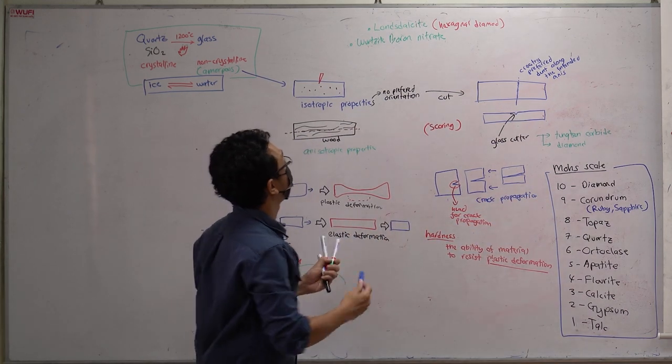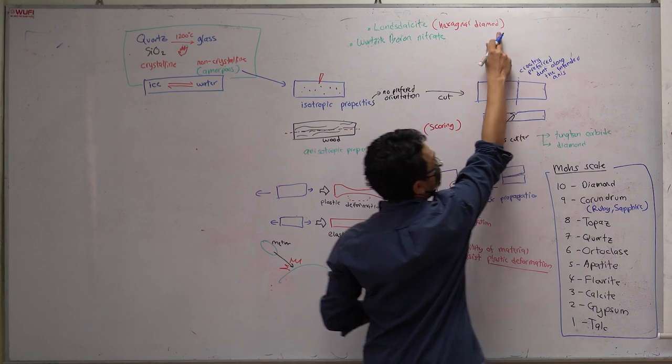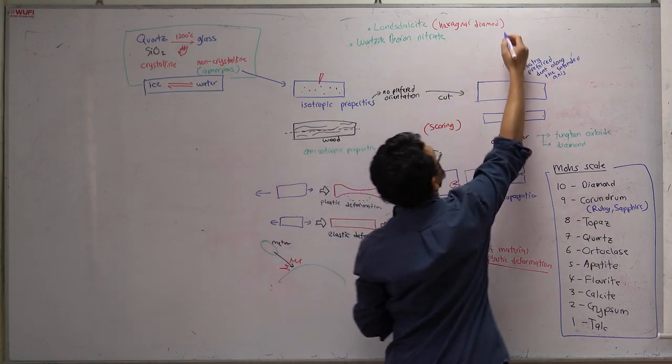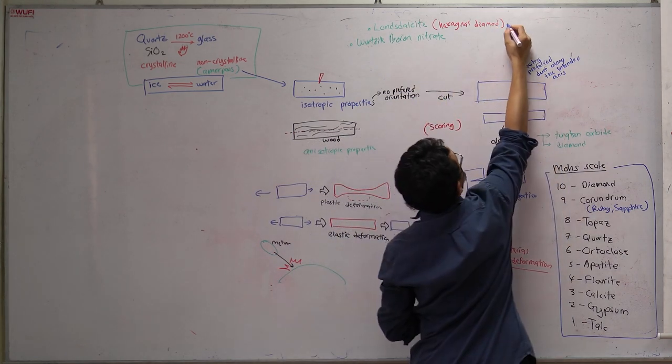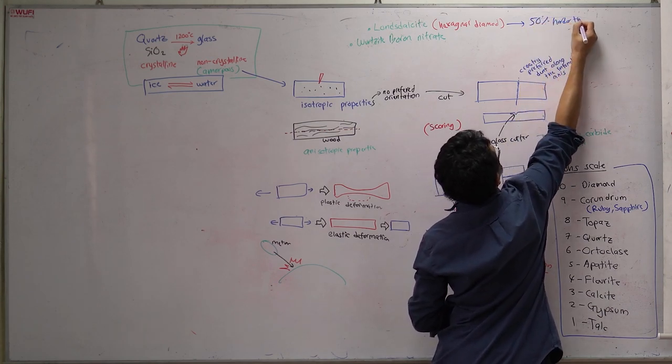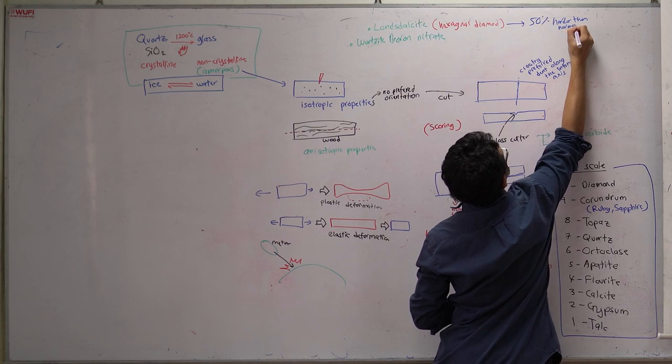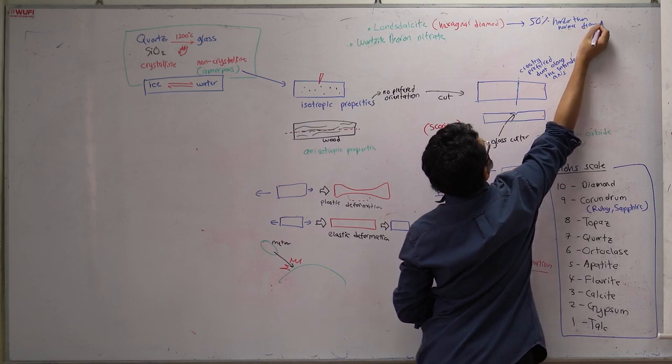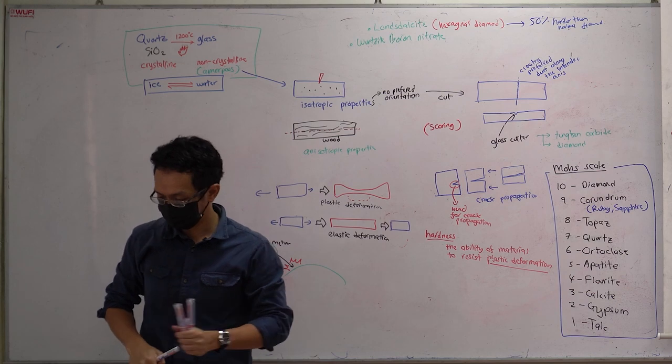For example, this thing, lonsdaleite. Even though it's diamond, it's a different class. This one is like 50% harder than normal diamond. Okay, so that is hardness.